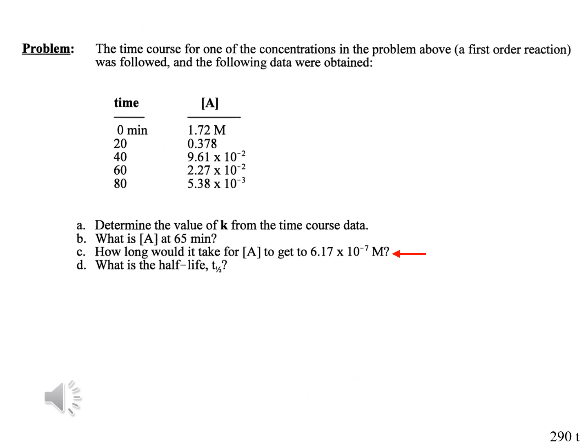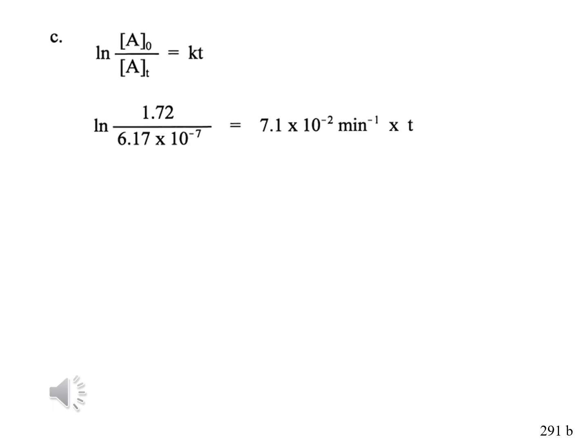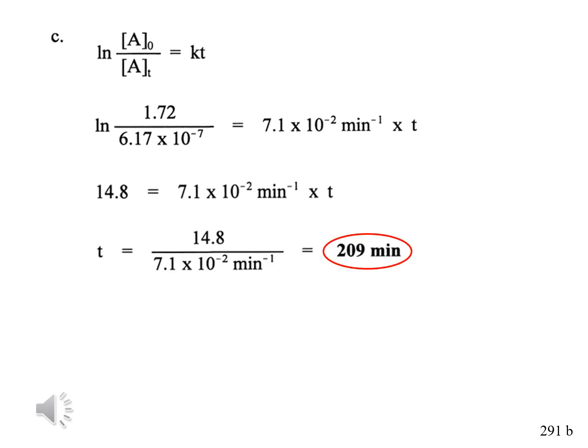Now, you want to ask how long will it take to get to a very small amount of A, which is way below the concentrations that are in the table. But since you have a graph, you can still do it. A0 is the same. A at this time is that concentration in the problem. And the K value is the same. So I plug in, and I have to solve for t. So when you solve, you find out it takes 209 minutes.